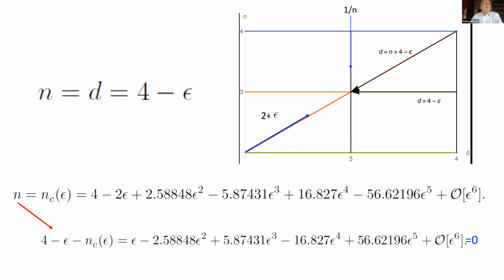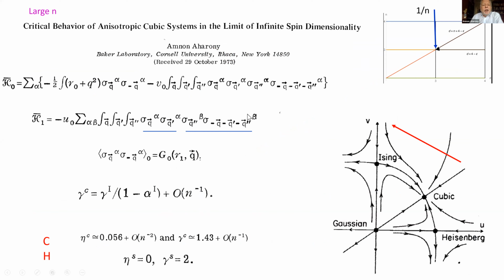And the Bootstrap people, including all the people in the audience, told me that the value of NC at 3 dimensions is above 3. Or in other words, they tell me that when they analyze n equals 3, d equals 3, they find that the Heisenberg fixed point is unstable and the cubic fixed point is stable. Is that fair, Slava? Yeah, that's correct. Yeah. So that's it.